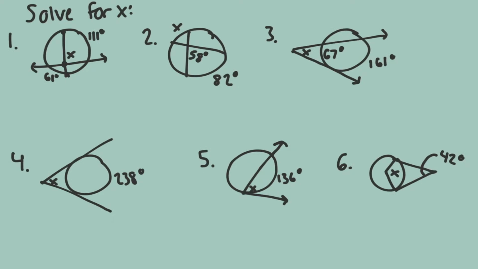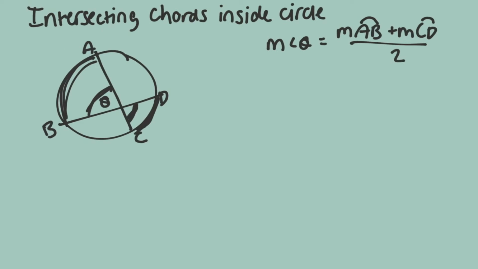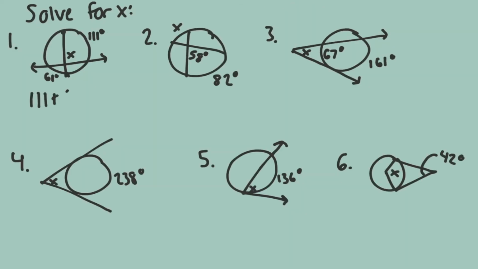In number 1, the intersection of the two chords is inside of the circle, so we want to use that first formula where we add up the two arcs and divide by 2. That's from this formula. So 111 plus 61 divided by 2, and that's 86 degrees.